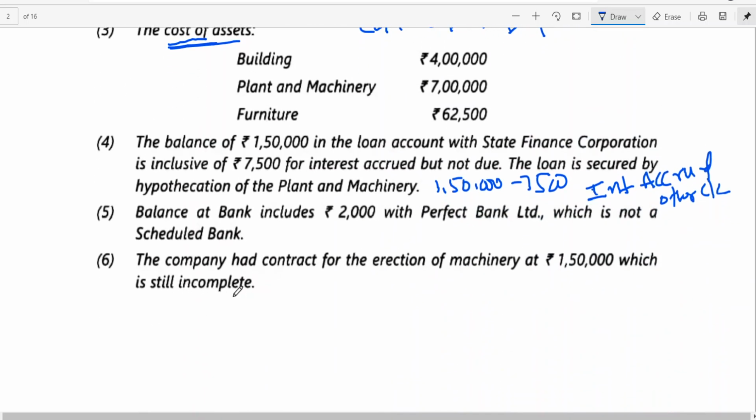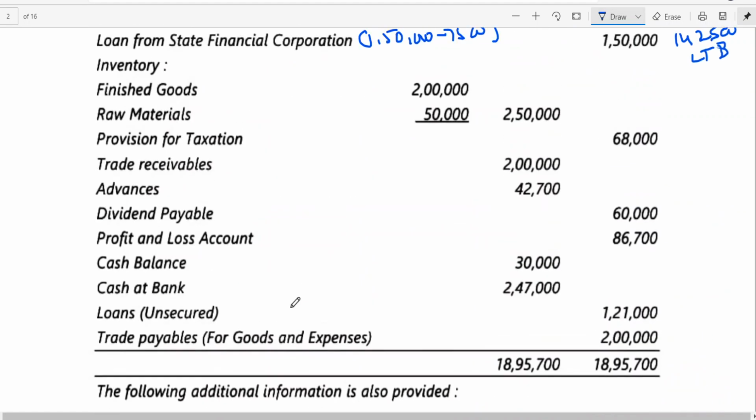Then the company had a contract for the erection of machinery at 1,50,000, which is still incomplete. So this information we are just disclosing. The company had a contract, which means once the contract is completed, it becomes a liability. So this can be taken as a note, as I told you, like a contingent liability. We'll be writing a note.